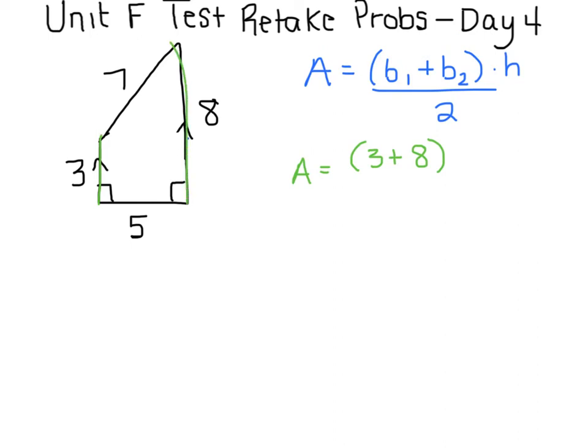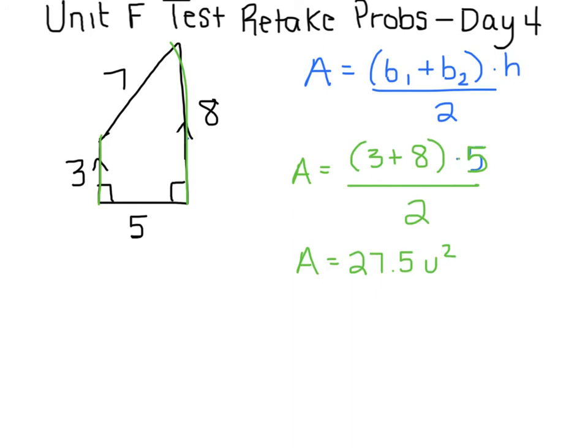If those two green lines are my bases, then my height is the distance between the two bases. And I know that because I have right angles here and here. The height always makes a right angle. So my height is going to be the 5, times 5, and then divide that by 2. Well, 11 times 5 is 55, divided by 2. My area would be 27.5 square units.